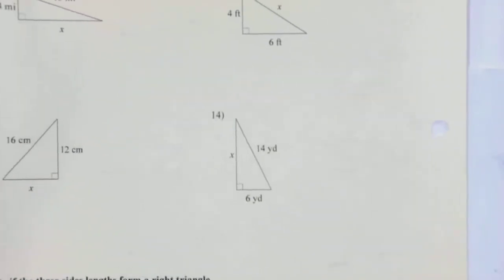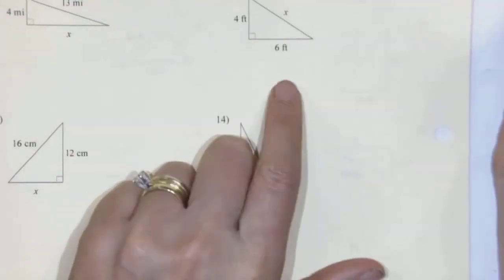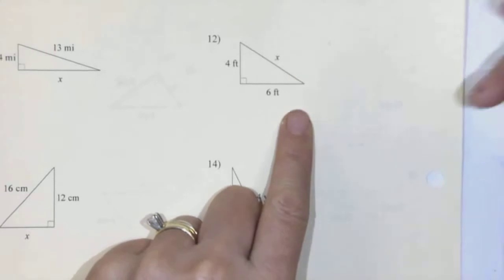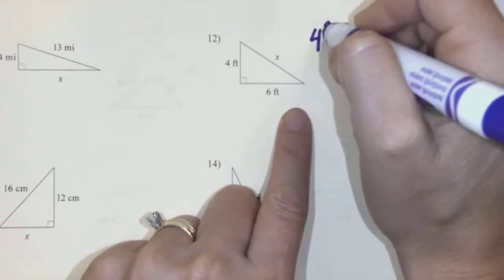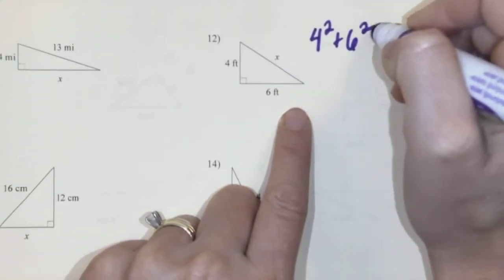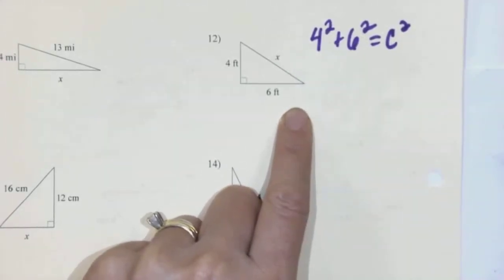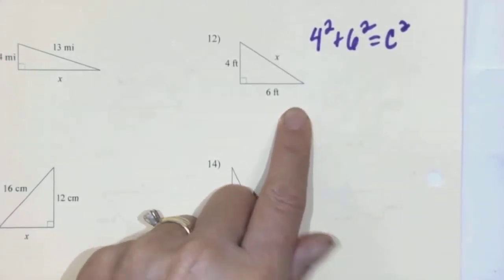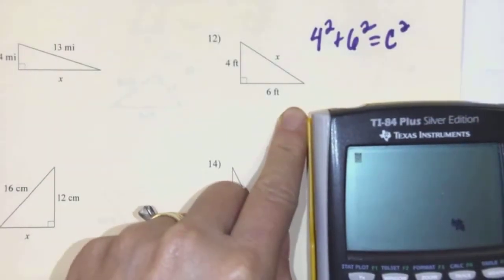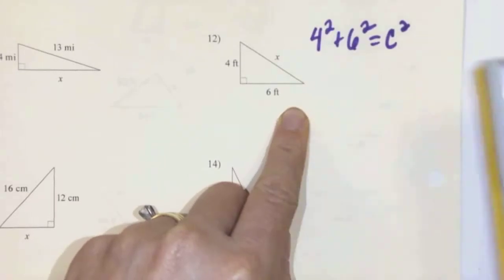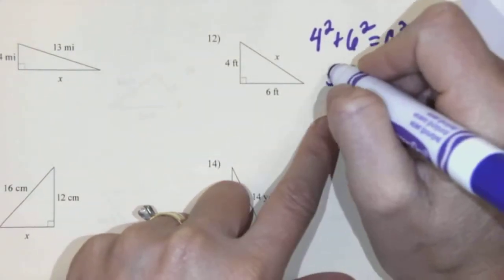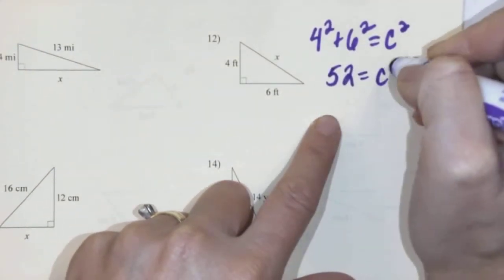So if I look at number 12, I'm going to use Pythagorean theorem to find the hypotenuse. My a and b are 4 and 6. 4 squared is 16. 6 squared is 36. So if I type in 16 plus 36, we'll get 52. So 52 equals c squared.